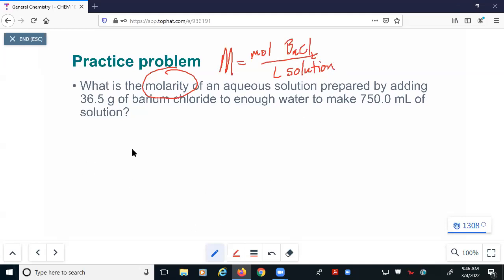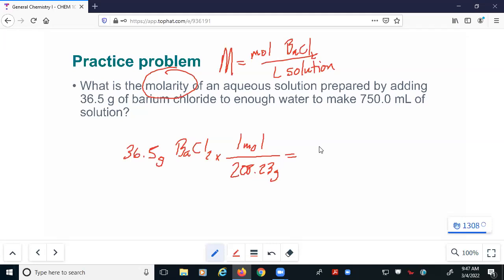So the first thing we need to do is figure out the number of moles of barium chloride. 36.5 grams of barium chloride, BaCl2. Molar mass of barium chloride, we've got barium, which is 137.33. And we've got chlorine, 35.45 times 2, since there are two of them. Total mass, 208.23 grams in every mole. So if I do that conversion, 36.5 divided by 208.23 to three significant figures, we get 0.175 moles of barium chloride.